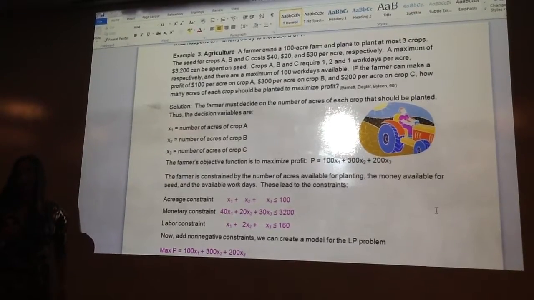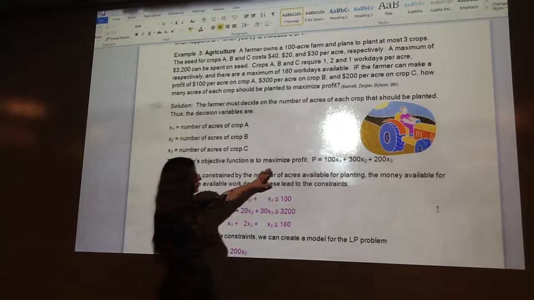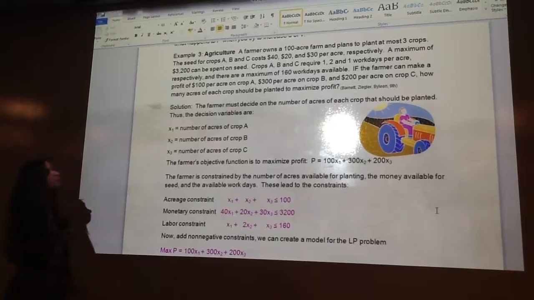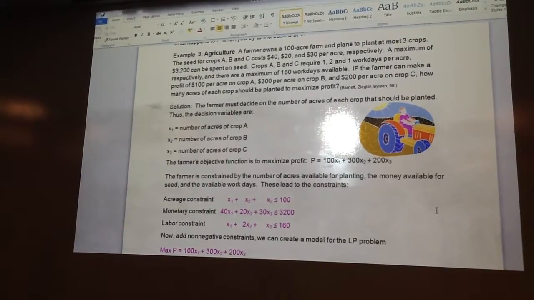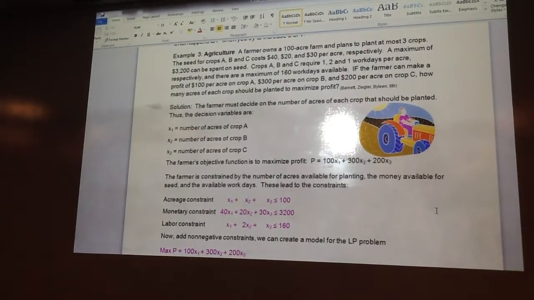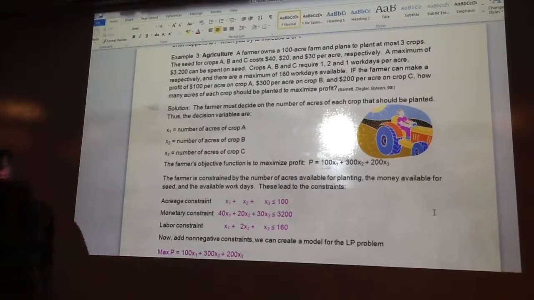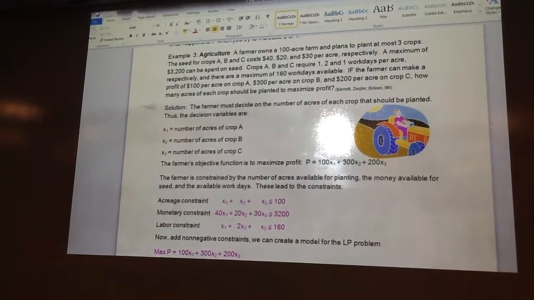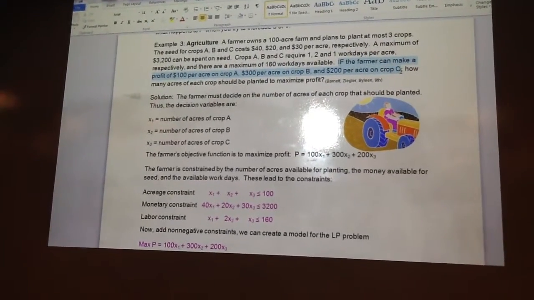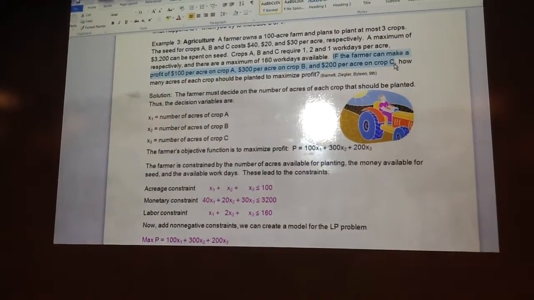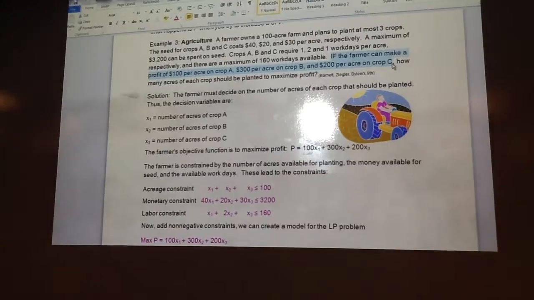So the farmer's objective is to maximize his profit, and I've given you the objective function. Where do these numbers in the objective function come from? 100, 300, and 200 are what? Acres. And the word number is acres, right? It's how many acres that each crop should be planted to maximize. If we read this part of the problem right here, there's our 100, 300, 200. So those numbers are the profit per acre of apples, beans, and corn.